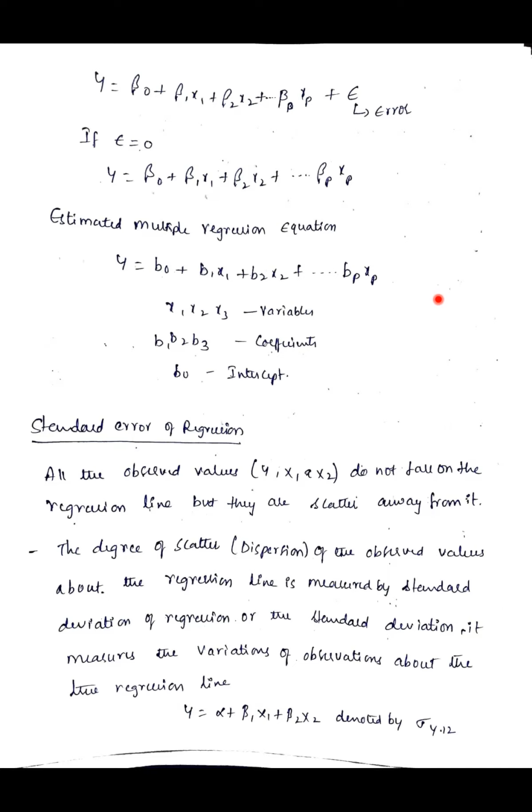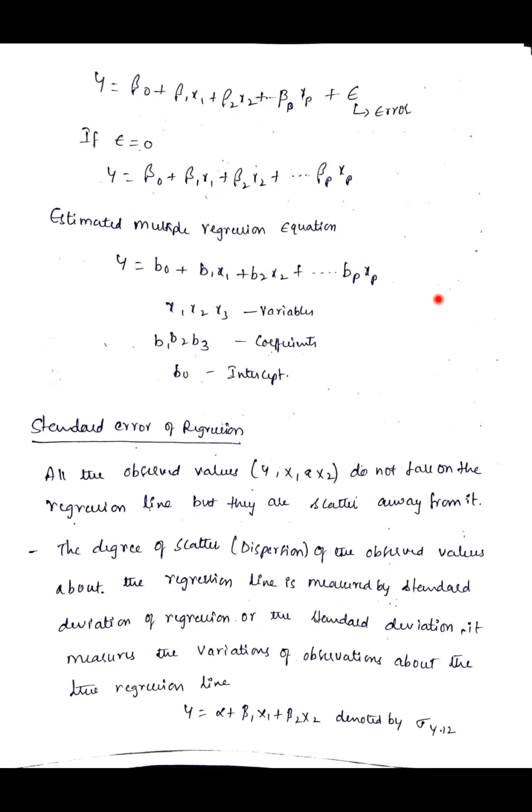And next we'll see about the standard error of regression. What is meant by the standard error of regression here? Consider all the observed values, that is y, x1 and x2. Y is the dependent variable, and x1 and x2 are the independent variables. The observed values that do not fall on the regression line but are scattered away from it give rise to the standard error of regression. Later we'll see how we can calculate this standard error of regression.